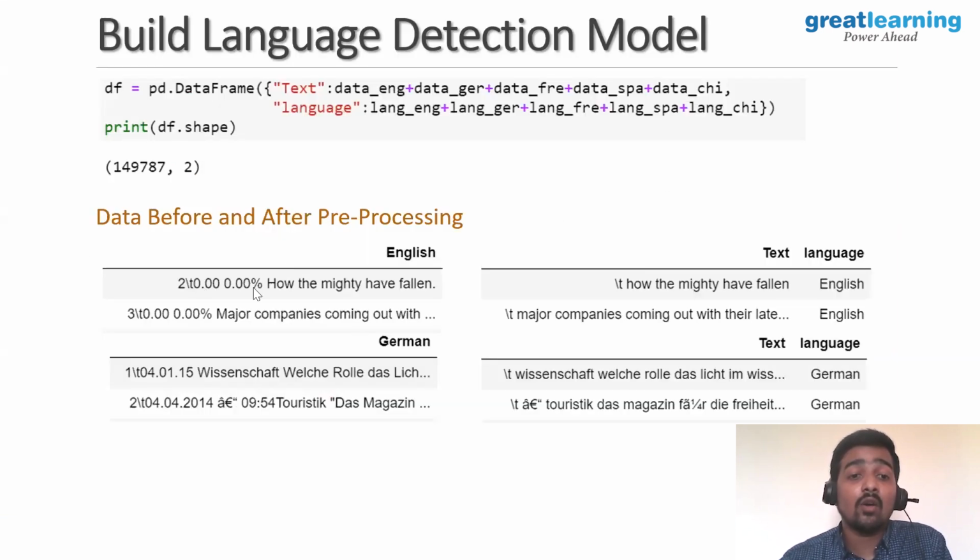We had zeros and the percentage symbol before. Now all those things are removed, right? You can just see the comparison. The left is the raw data before, and on the right side you can see the data after pre-processing. The same thing you can see in the German file, where you have dates and timing information available here, which is removed here.